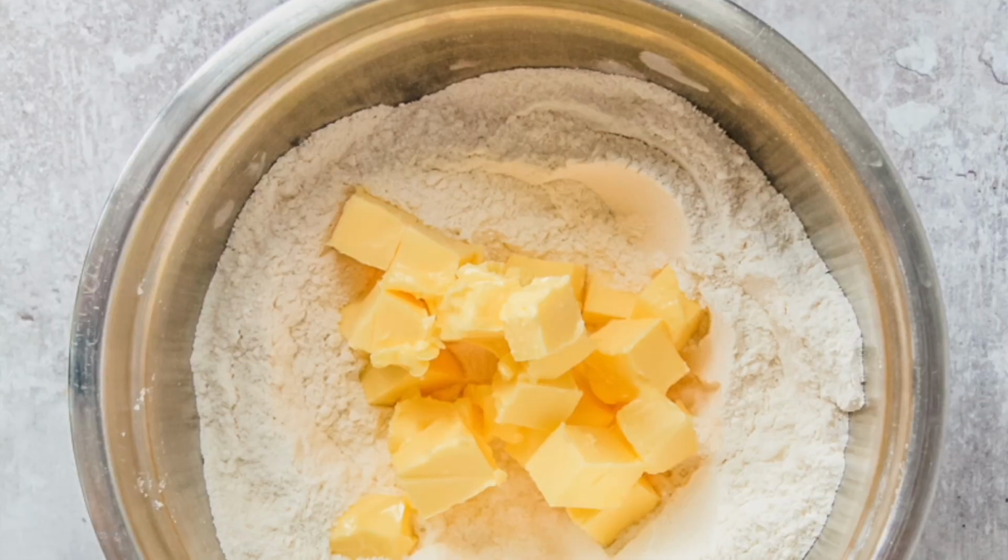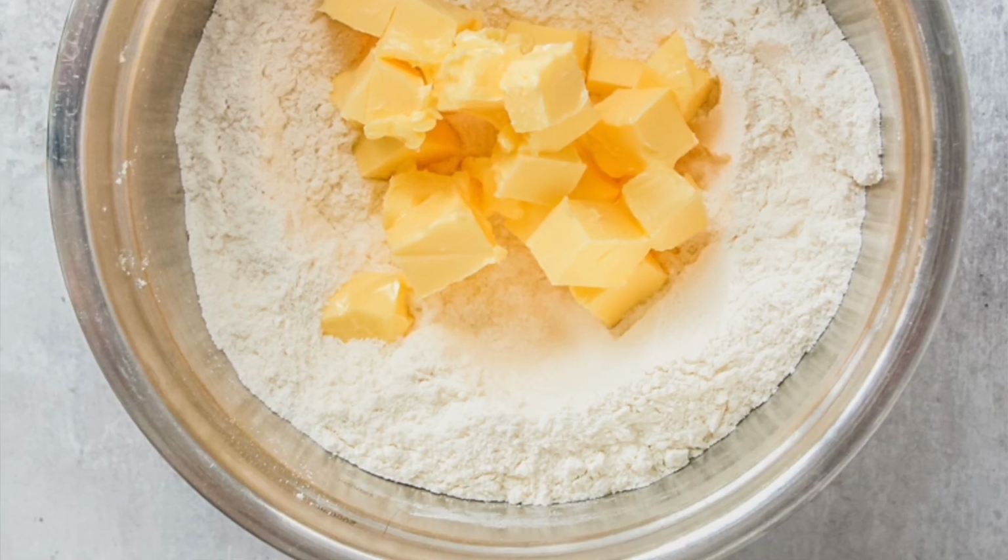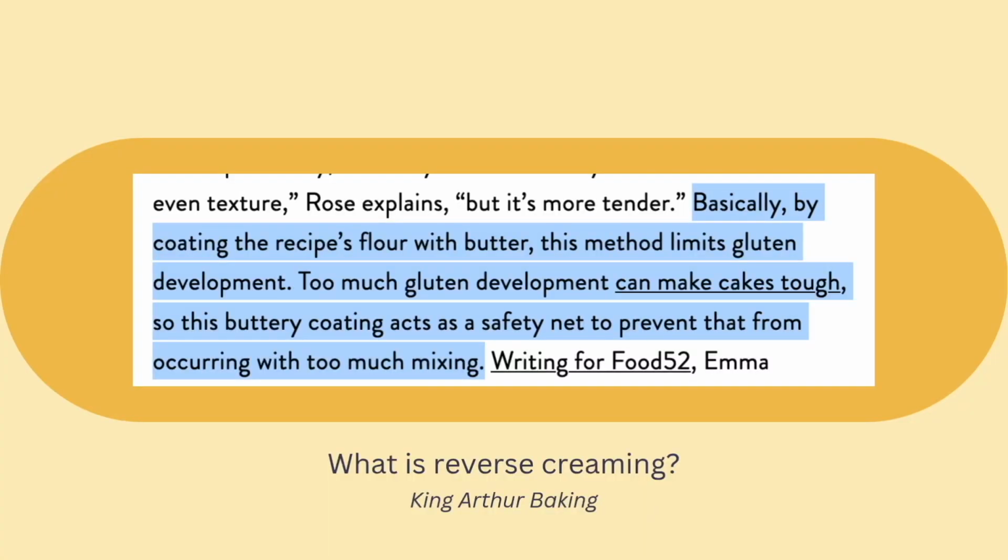The same temperature requirement also applies for recipes where you whip the butter into the dry ingredients, a process called reverse creaming. Basically, by coating the recipe's flour with butter, this method limits gluten development. Too much gluten development can make cakes tough, so this buttery coating acts as a safety net to prevent that from occurring with too much mixing. Quoting from King Arthur Baking.